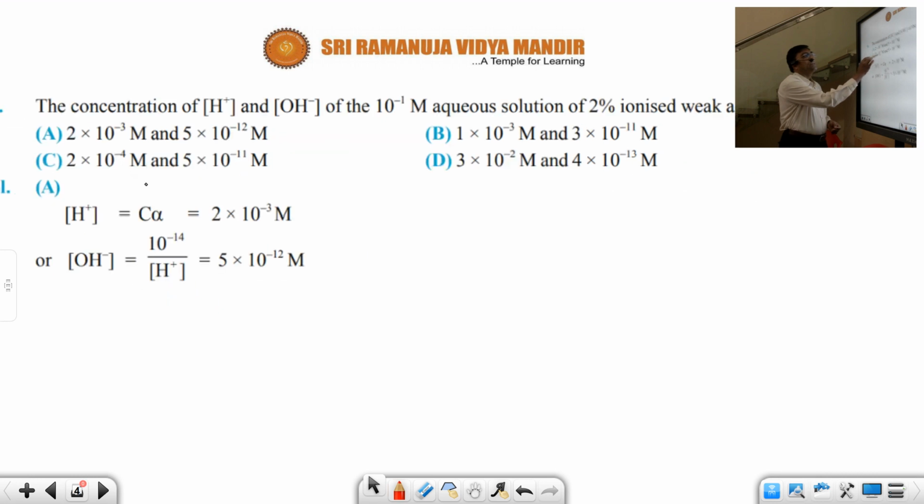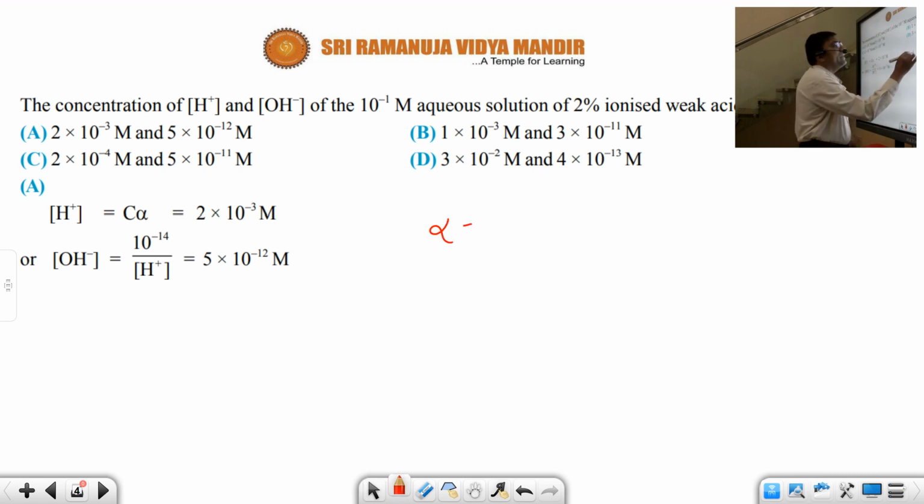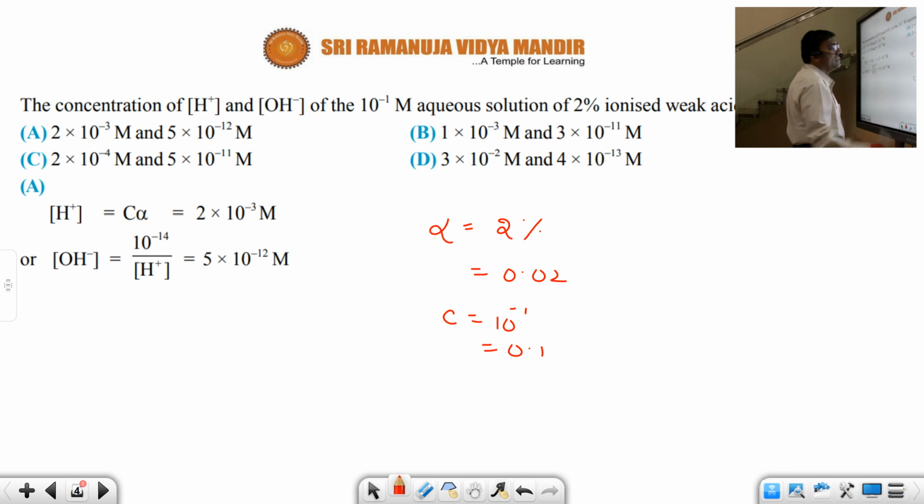So let us look at the second question. Well, find the concentration of H plus and OH minus of 10 power minus 1 molar aqueous solution of 2% ionized acid. So alpha is given as 2%. It comes out to be 0.02, 2 by 100. Well, and concentration is given as 10 power minus 1. It is 0.1 is given.